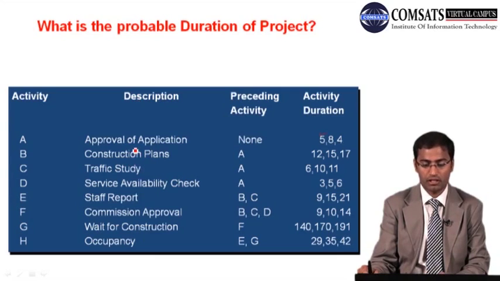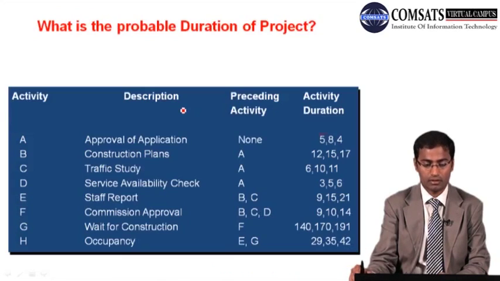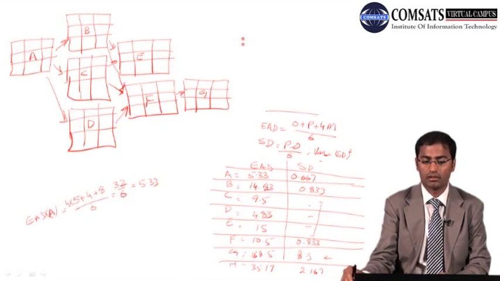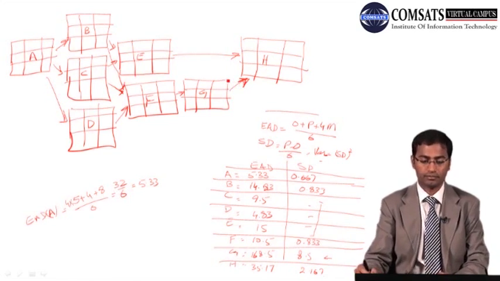Now G is dependent on F, and that is G, and H is dependent on E and G. So that has been done.